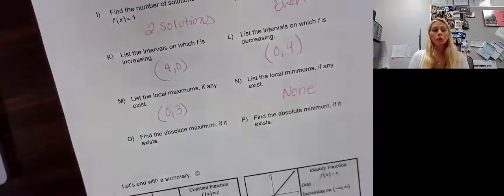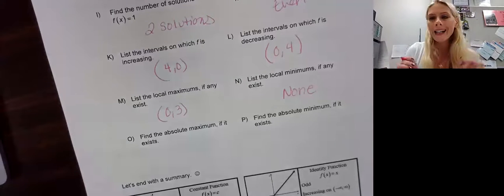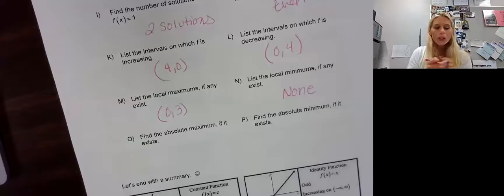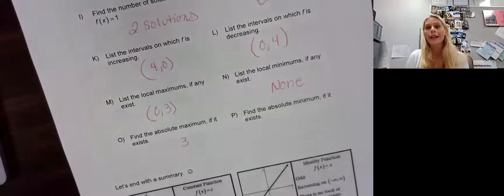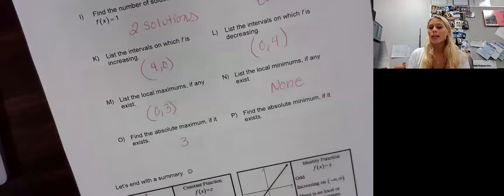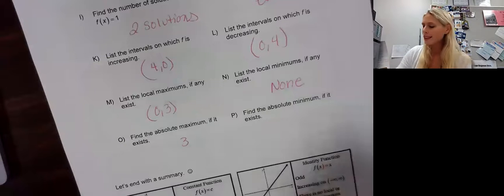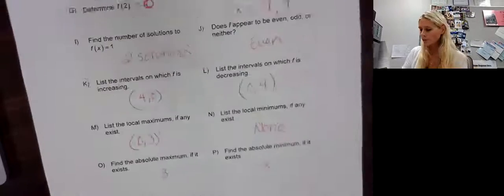Now, absolute. Absolute is the y value. So what is the highest y value on our graph? 3. It's actually the same as a local max. Find the absolute minimum. So the lowest y value, well, the lowest y value is at -3. You guys see that on the graph?